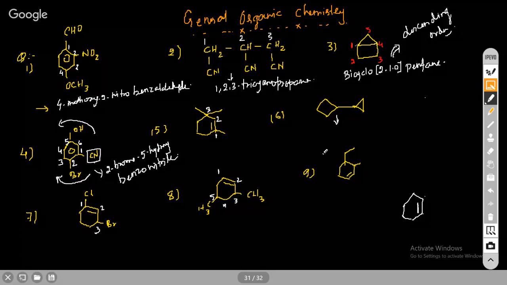What is the name of the sixth and ninth one? Four ethyl, three methyl cyclohexene. 1, 2, 3, 4 ethyl, 3 methyl cyclohexene. Correct. Alphabetical order, we'll write ethyl first and then methyl. This one is correct. Sixth one. Yeah, it's correct. Sixth one, you tell me.